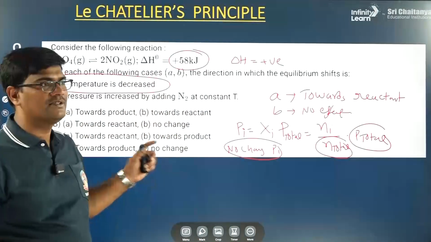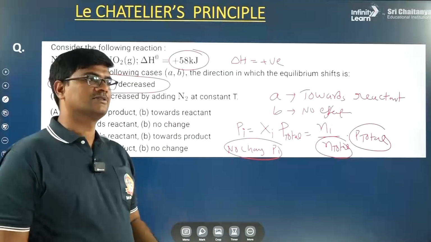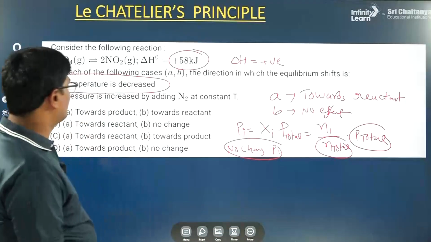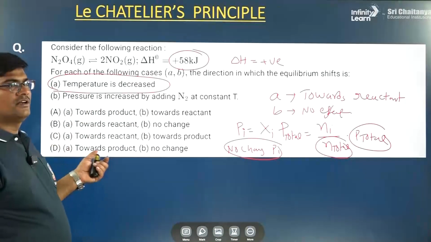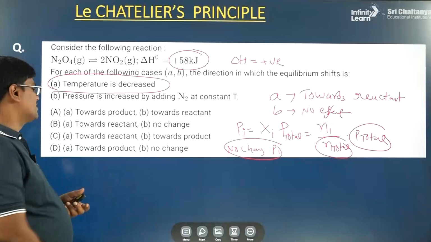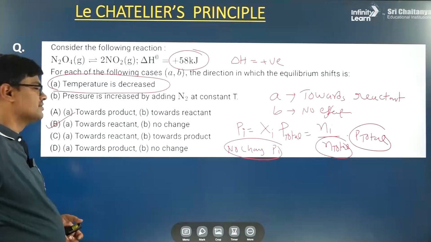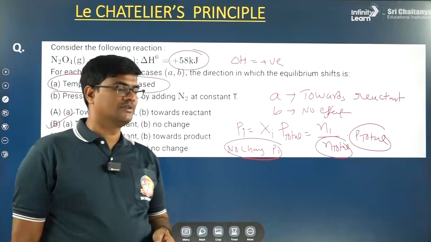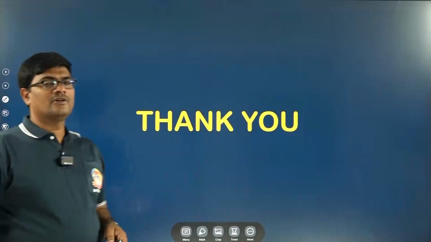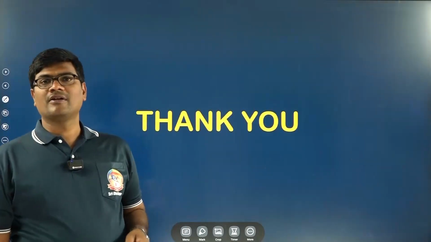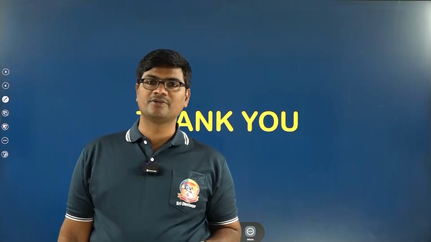Therefore, in case A it moves towards the reactant, and in case B there is no effect. Therefore, what is the right answer? The answer is B. So these are the important models that we have covered in chemical equilibrium. Thank you very much.